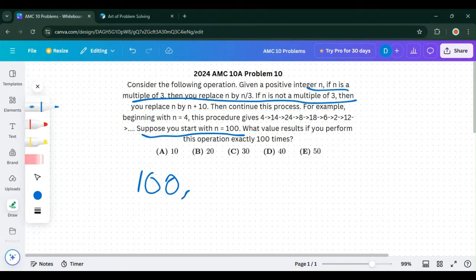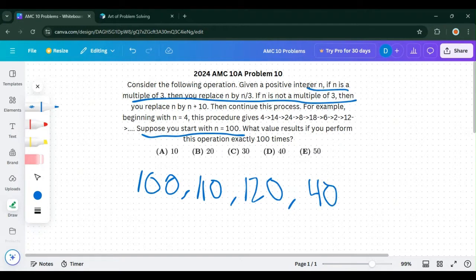Okay, so 100 is not divisible by 3, so we add 10. 110 is not divisible by 3, so we add another 10. 120 is divisible by 3, so we divide by 3, and we get 40.